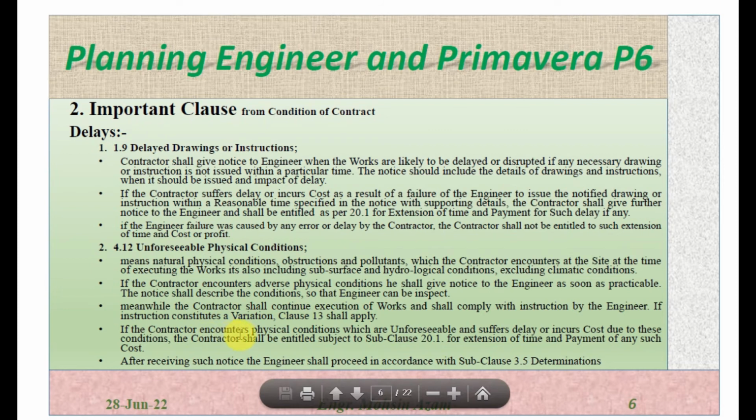If the contractor encounters physical conditions which are unforeseeable and suffers delay or incurs cost due to these conditions, the contractor shall be entitled as per 20.1 to the extension of time and payment of such cost. So as it's written here, if the unforeseen physical condition causes delay in the project or increases the budget of the project, the contractor will be entitled to such cost and delay as per clause 20.1. After receiving such notice, the engineer shall proceed in accordance with subclause 3.5. Subclause 3.5 is actually determination.